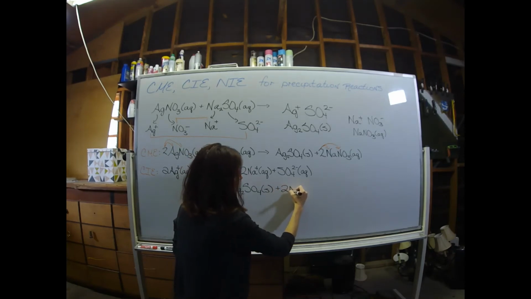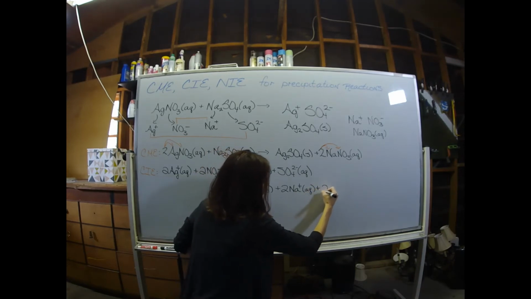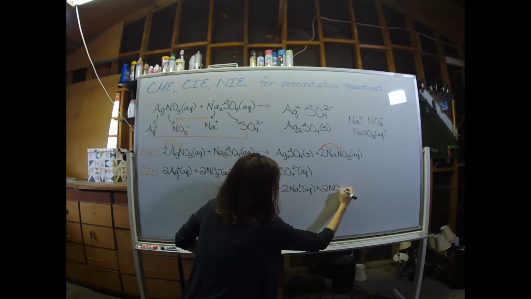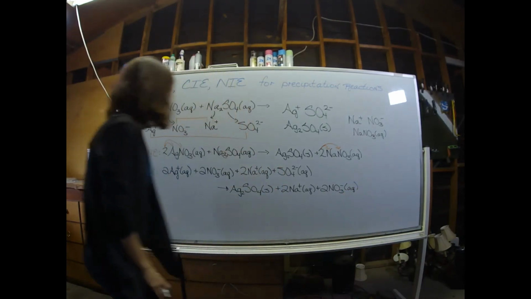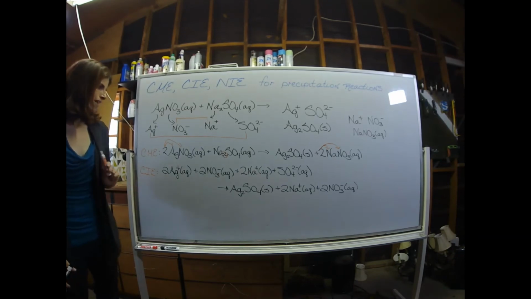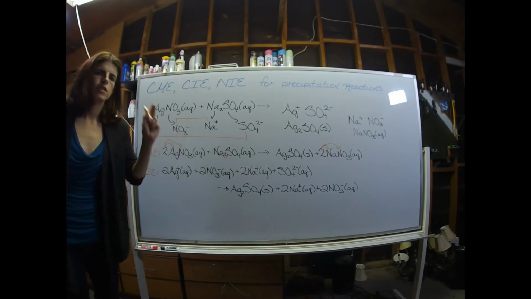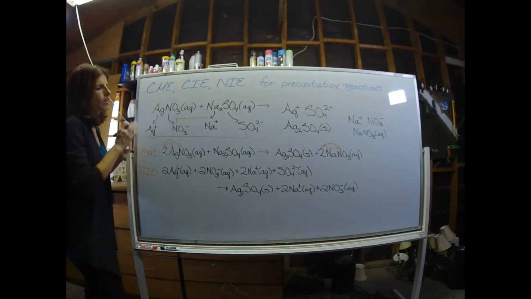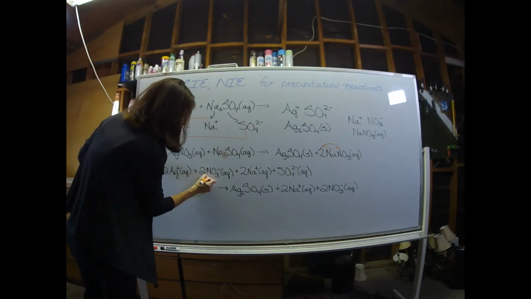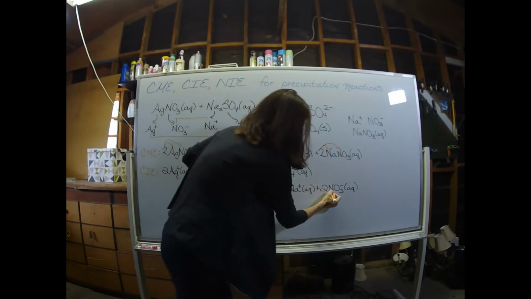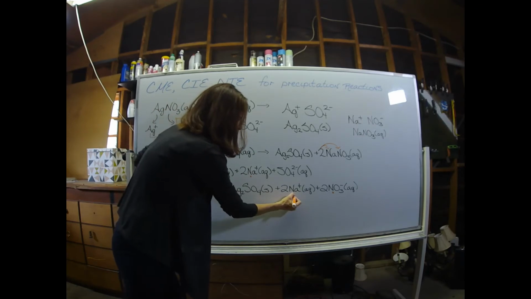Right, 2 Na+ aqueous and 2 nitrates, which are aqueous. Quick check, make sure it's balanced. And while you're doing that, start thinking about who the spectator ions are. Which species look exactly the same on both sides? So I'm looking at nitrate. It looks exactly the same on both sides, as well as the sodium.